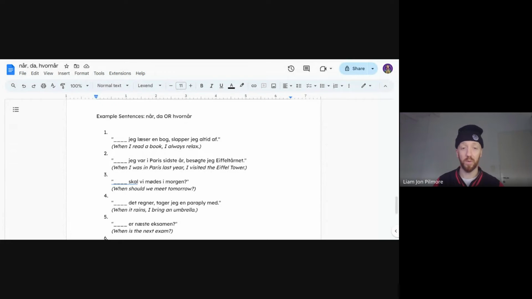Når, da, hvornår jeg læser en bog, slapper jeg altid af. Of course it is når. A habitual event in general. When I do this, this thing happens.